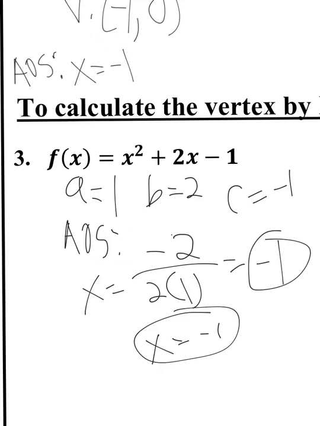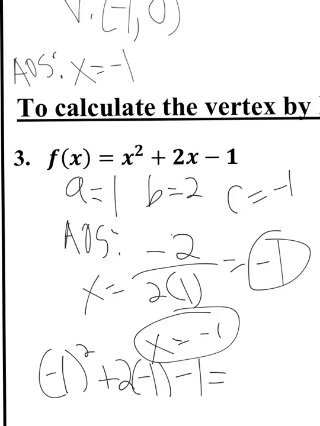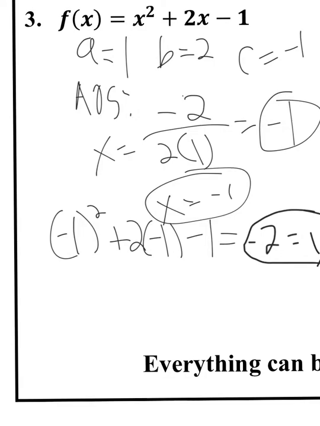Plug it into the function. So negative 1 squared plus 2 times negative 1 minus 1 equals negative 2. So we just figured out the y coordinate, alright? Because if f of x equals that, f of x is interchangeable with y. So my vertex is officially at negative 1, negative 2.